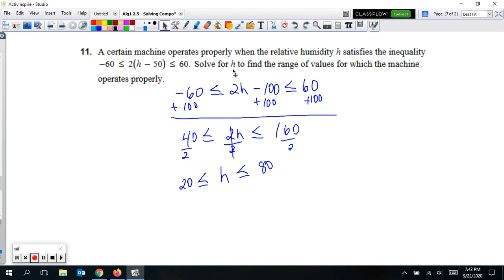So basically, to answer the question, going back to this machine, the machine operates properly when the humidity is between 20 and 80. So that's what it's going to be. When the humidity is between 20 and 80, that means the machine's going to operate properly.